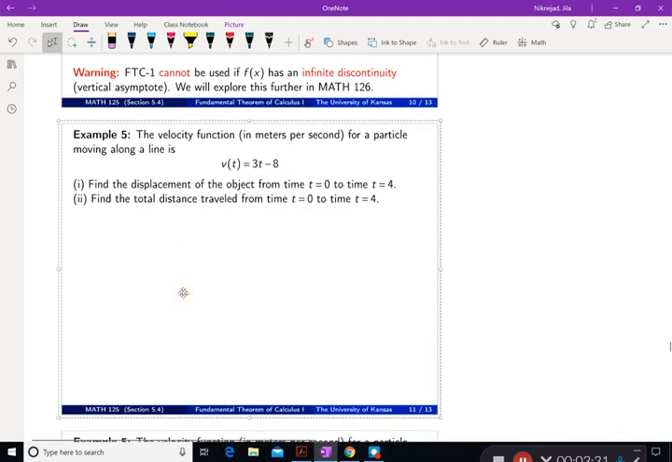So now let's do an example. The velocity function in meters per second for a particle moving along a line is v of t equal to 3t minus a. Find the displacement of the object from time t equal to 0 to time t equal to 4. Find the total distance traveled from time t equal to 0 to time t equal to 4. And so how do we go about doing this?